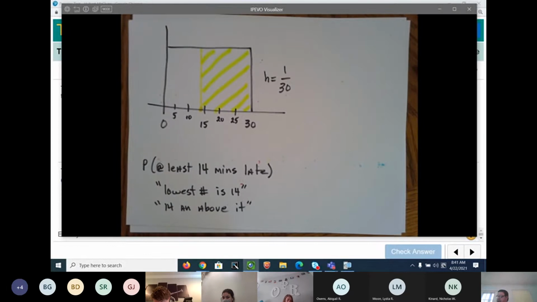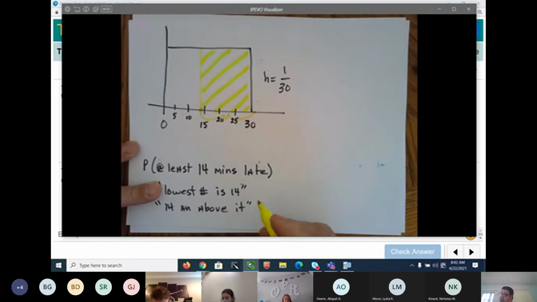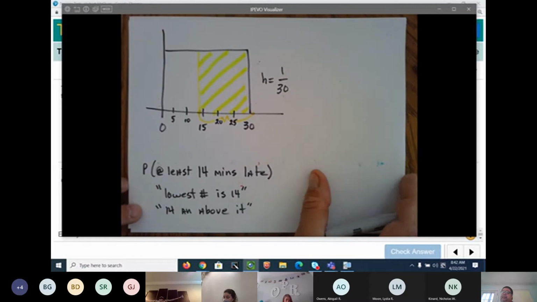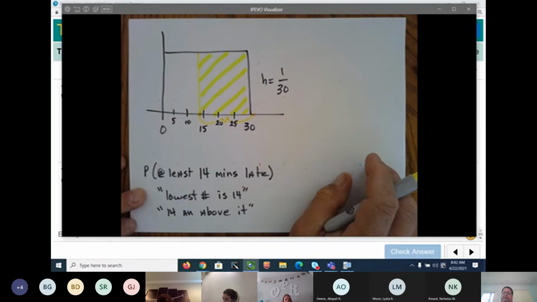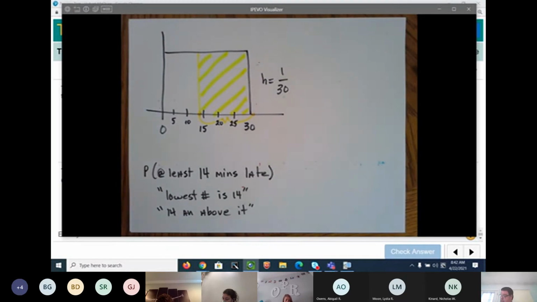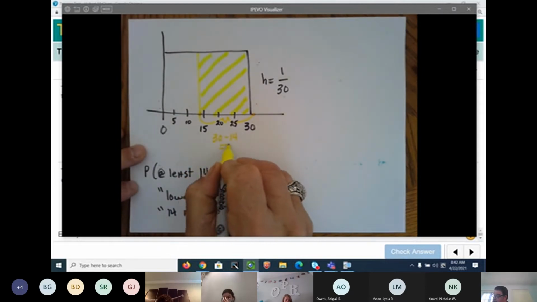So somebody tell me what the base of this yellow area is. Somebody different from the class, somebody that hasn't answered a question today. From 14 to 30, what is that base? 16. Thank you, Miss Yarborough. 16, which is 30 minus 14.